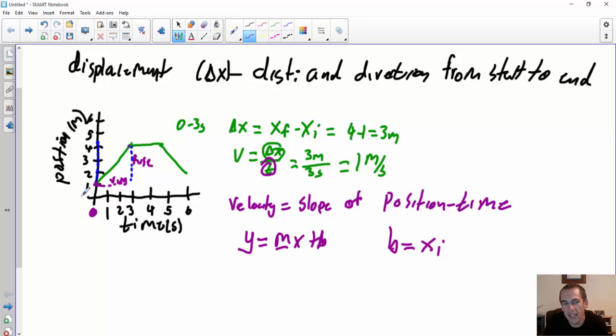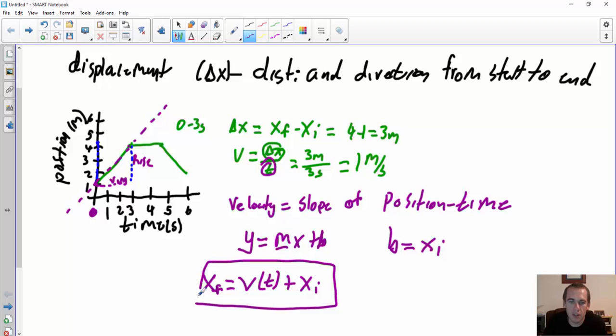So I'm going to actually be able to write an equation for this line that would allow me to calculate where this thing would be if it had continued with that velocity. So what I can say is its final position, xf, is given by the velocity, the slope, times t, the x-axis variable, plus wherever it started, xi. So this is a linear equation, but we replace the y equals mx plus b with what they actually mean. Final position is equal to velocity times time plus initial position. So we have this awesome equation, and we can use it in a couple different ways.